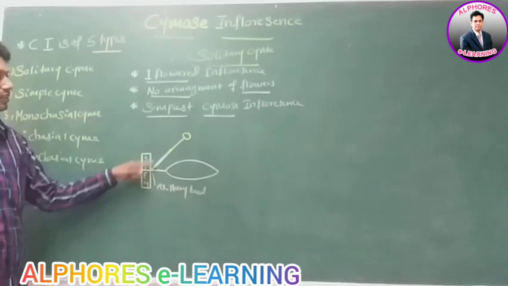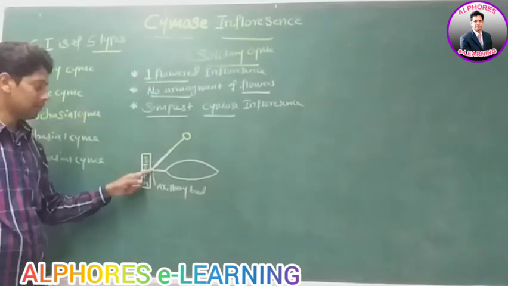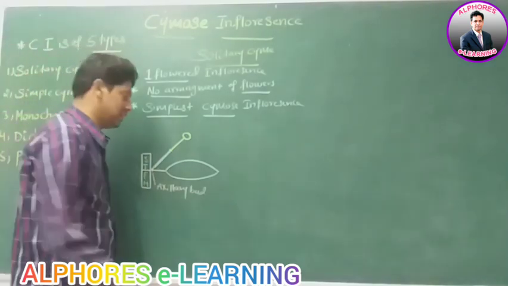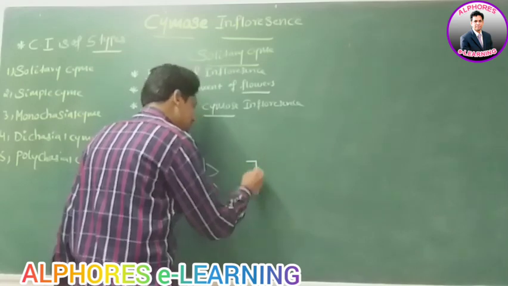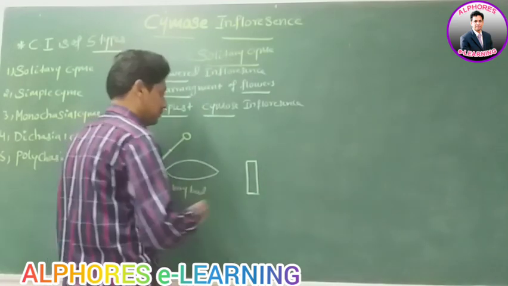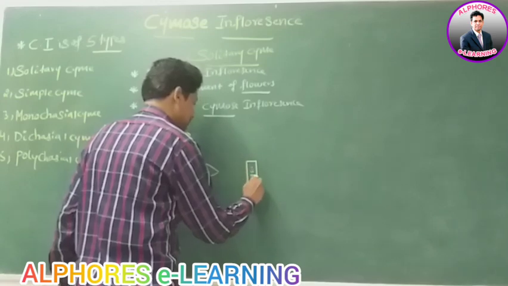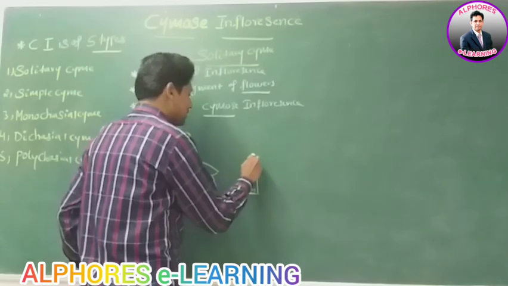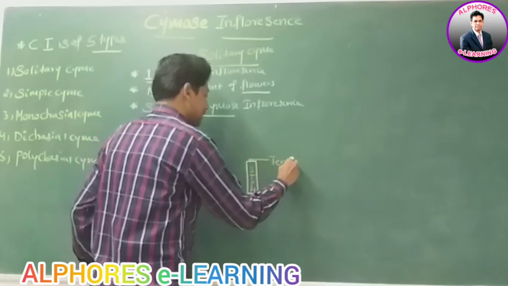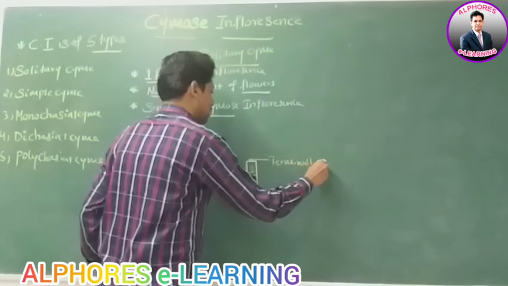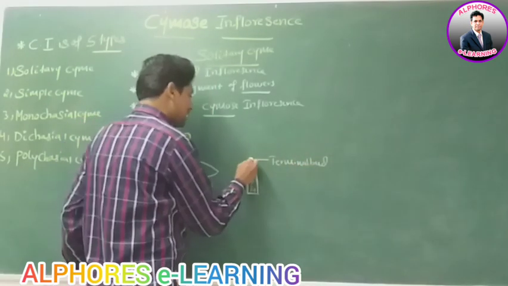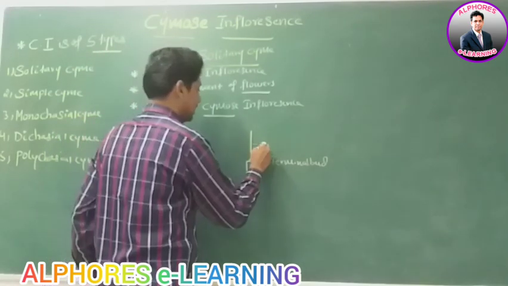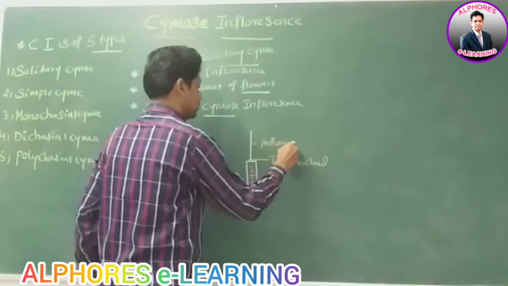Now see here and tell. Sir, here the solitary cyme is developed from which bud? Axillary bud. Now see this diagram. Sir, this is a stem. The tip of the stem contains which bud? Terminal bud. What is another name for a terminal bud? Apical bud. Terminal bud is also called apical bud. Sir, this terminal bud has developed into a peduncle.